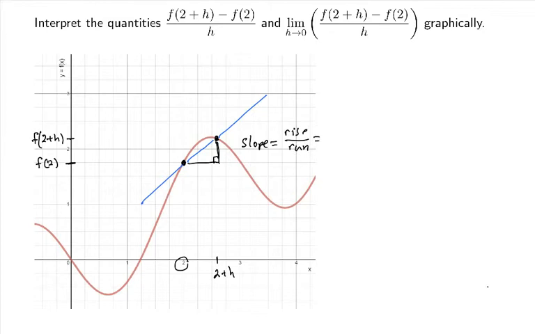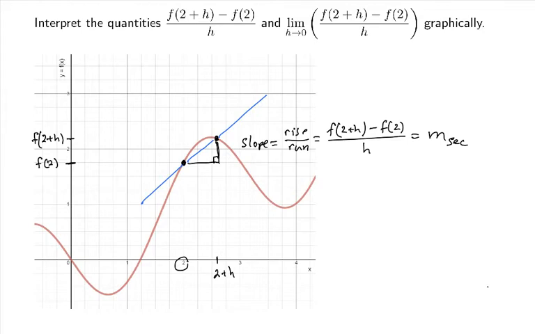And in our case, the rise, if we look over at the y-axis, is just the difference between those two y values, and the run, of course, is just going to be the difference between those two x values. So what are the differences between the y values? Well, we have f of 2 plus h minus f of 2. And what's the difference between the x values? Well, it's just h. And we said this was the slope of a secant line, so I'm going to denote it with an m like we usually do for slope, and then subscript it with secant.